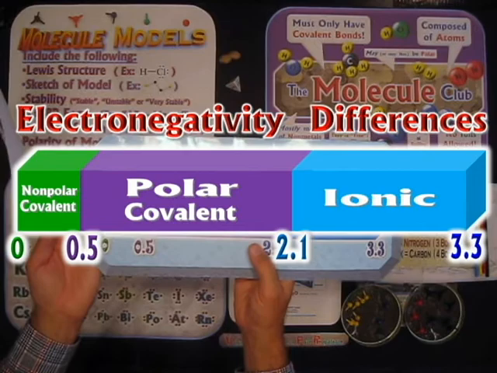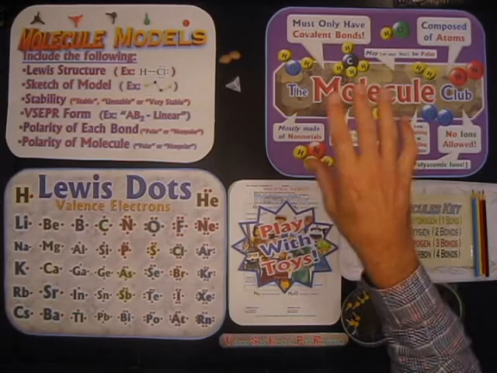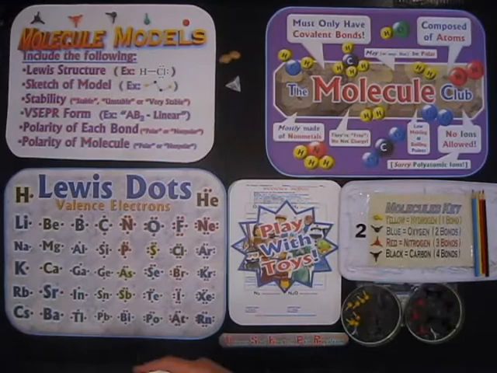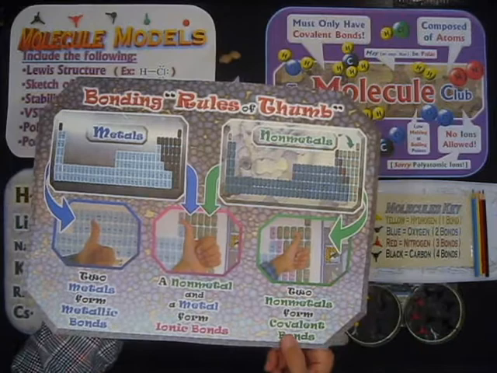But it turns out the only exceptions to that, well, you do get a few metals that will make covalent bonds with non-metals as well. So that's why I say that rule of thumb is true, but there can be other ways of forming covalent bonds, okay?